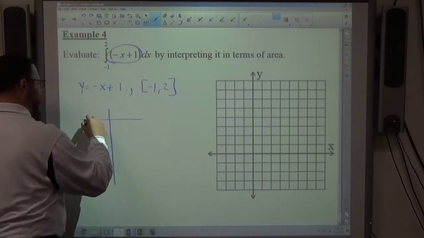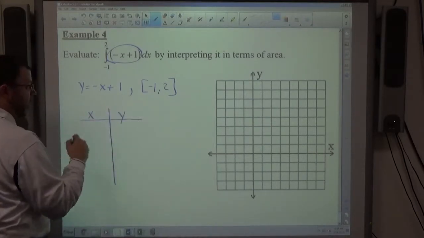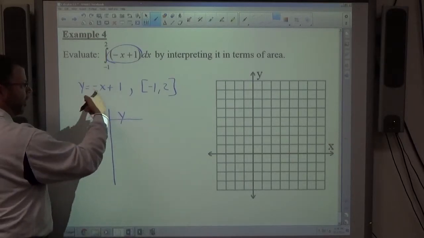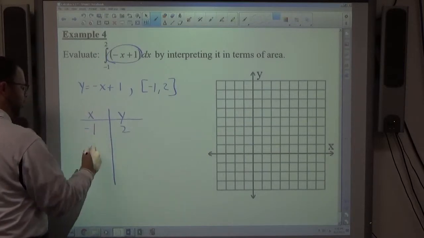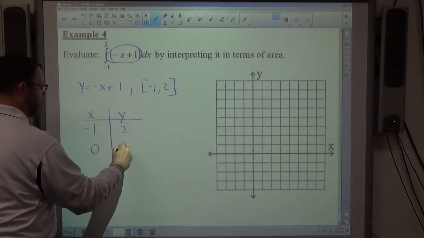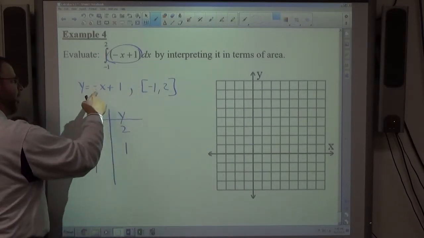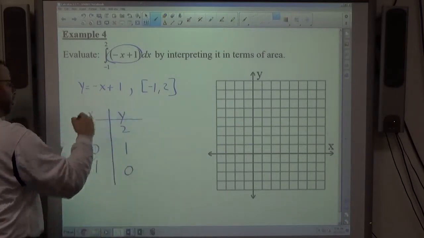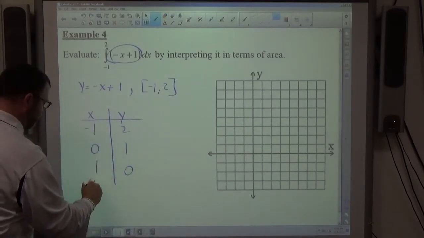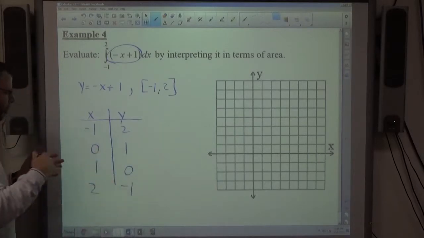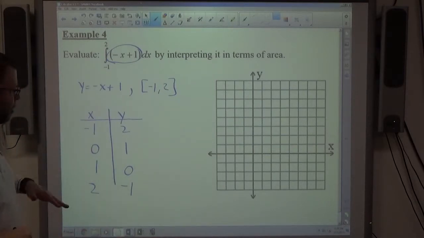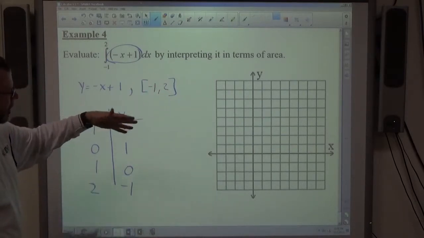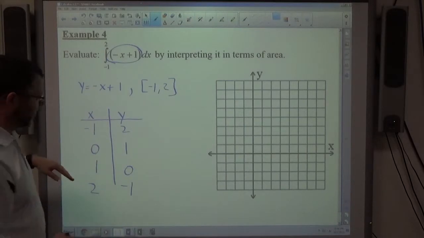This is basic graphing technique. X, y, start at x equals negative 1. Negative 1, change the sign, positive 1 plus 1 is 2. If I did 0, negative 0 plus 1 is 1. If I did 1, negative 1 plus 1 is 0. If I do 2, negative 2 plus 1 is negative 1. So we can get points like that. You can do the slope-intercept method of graphing, y-intercept of 1, slope of negative 1 over 1. Take your pick. My graph paper there is big enough to fit all these on there, obviously.